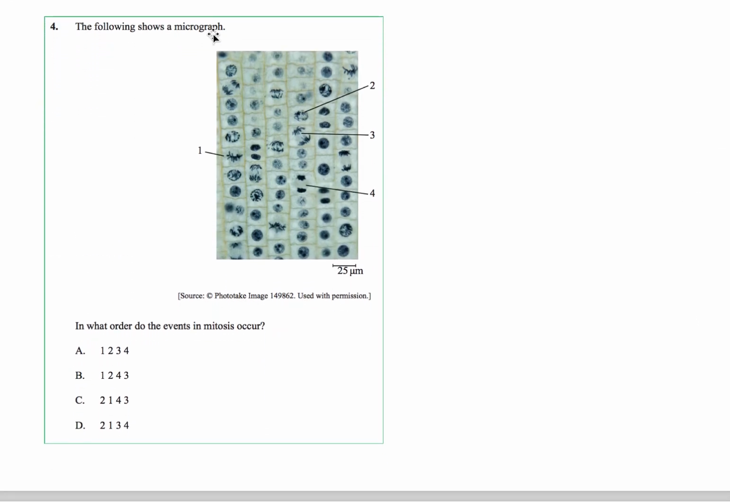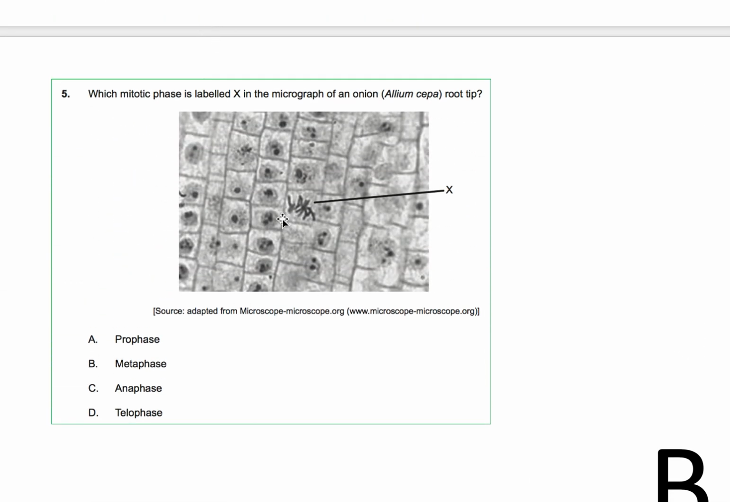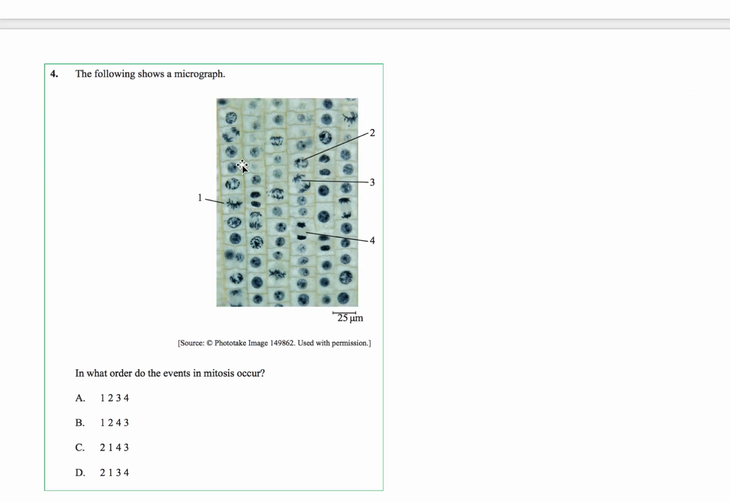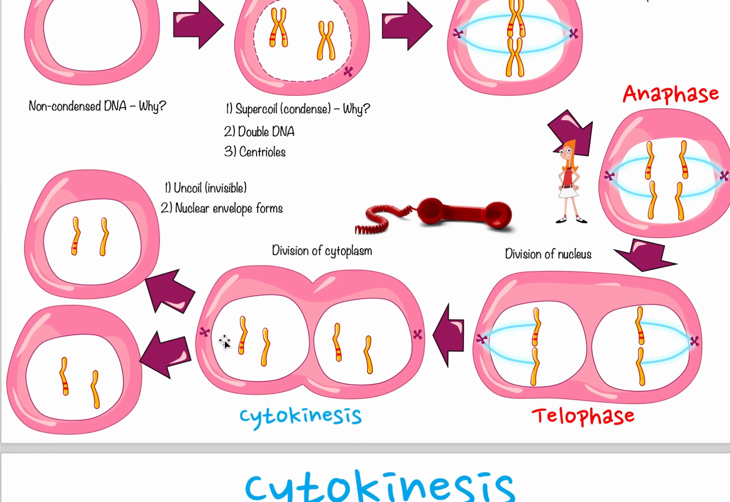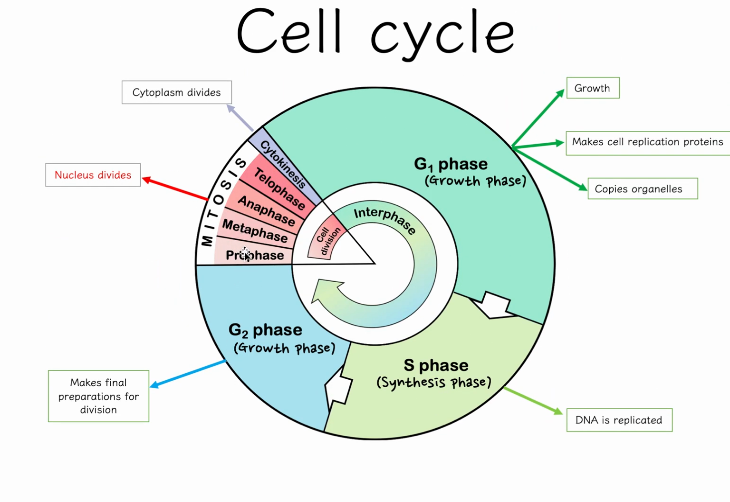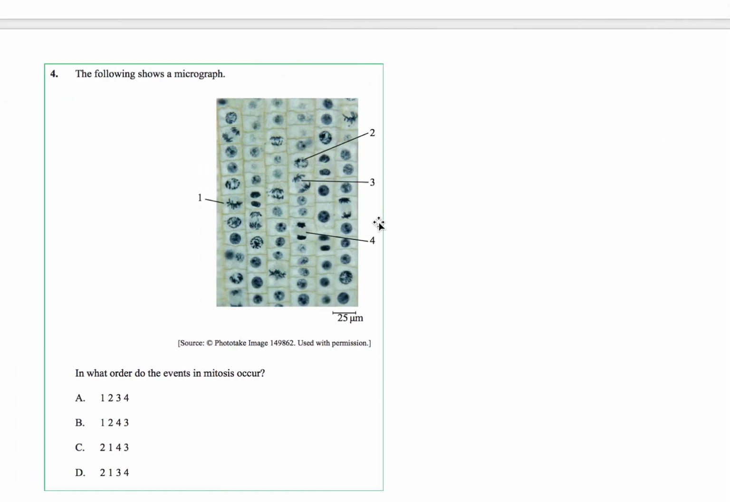The following shows a micrograph. So again, we saw here, this was a micrograph as well. So here they're showing us another micrograph. But here we can see there's a lot of different cells, a lot of things going on. They're asking us, show the order in which mitosis occurs. We know that the order of mitosis, we already answered it in the previous question, is prophase, metaphase, anaphase, telophase. So they want you to point out which one is prophase.